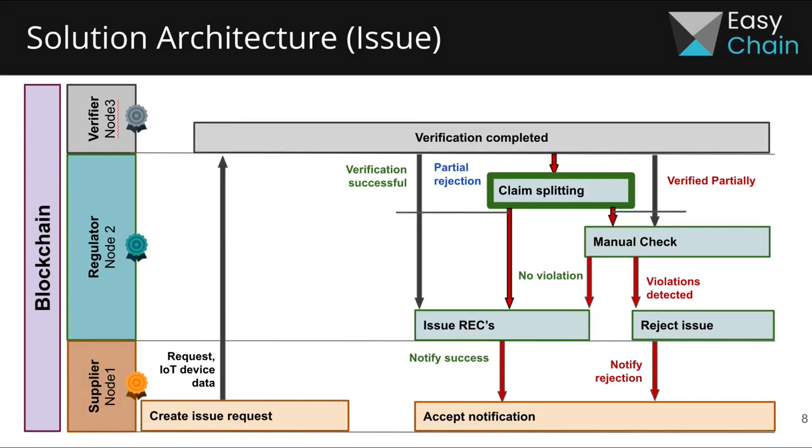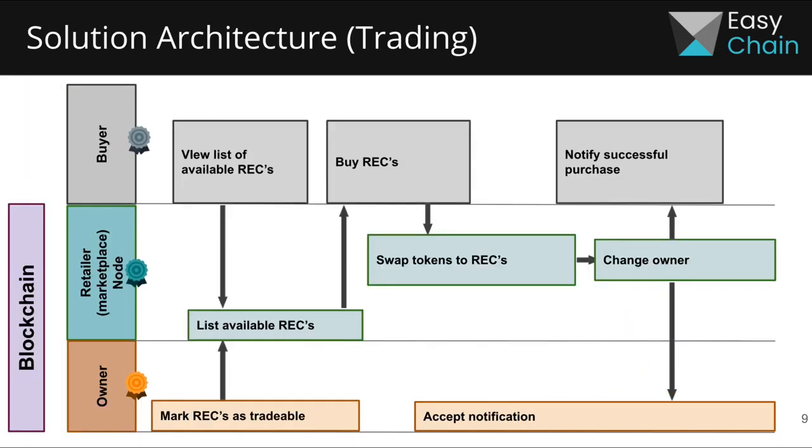Requests can be split into multiple parts. RECs for a partial amount of produced energy can be issued automatically, while parts that cannot pass automatic verification can be processed manually using the above-mentioned process.